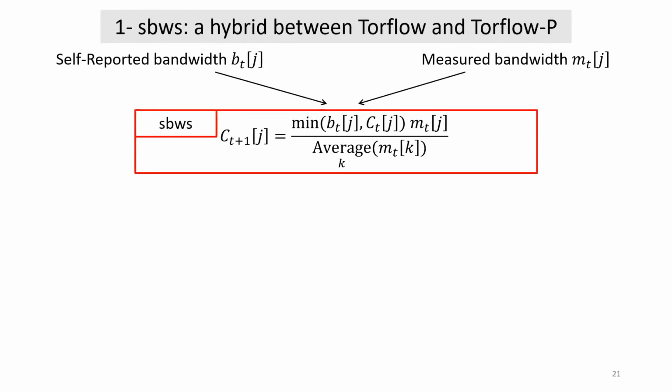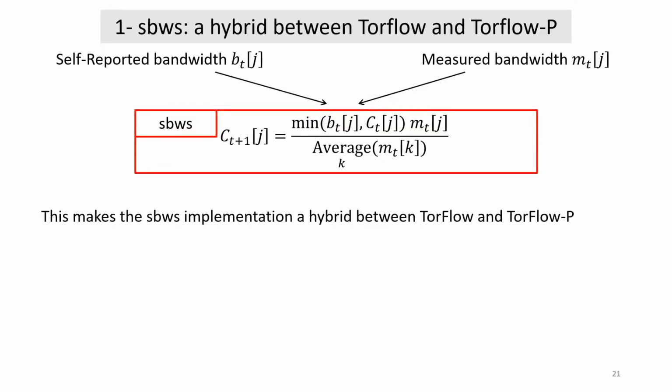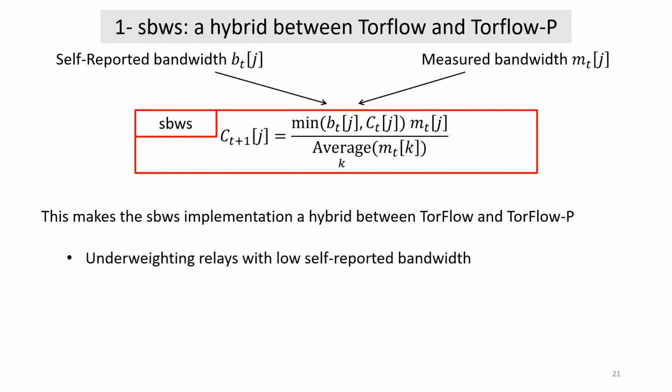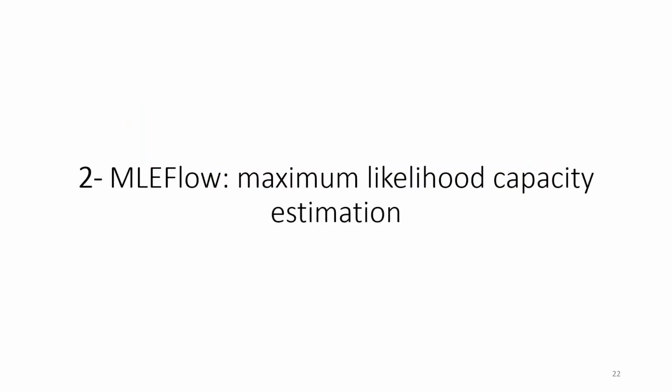A recent effort to upgrade and re-engineer TorFlow has resulted in the development of SBWS. SBWS still uses the self-reported bandwidth and measured bandwidth, however it takes the minimum between the self-reported bandwidth and the estimated capacity. This makes the SBWS implementation a hybrid between TorFlow and TorFlow-P. It's still susceptible to underweighting relays with low self-reported bandwidth, but it's more resilient to self-reported bandwidth that is too high. Now I'm going to present our maximum likelihood capacity estimation algorithm that we called MLEFlow.